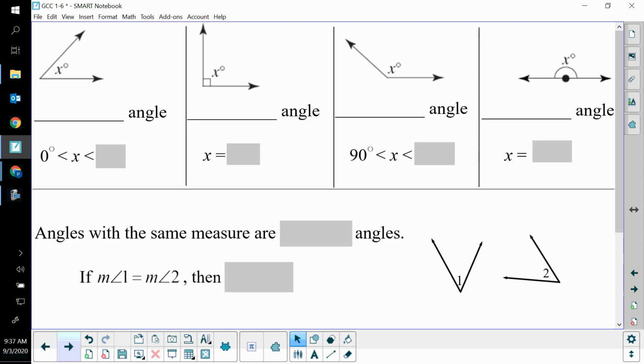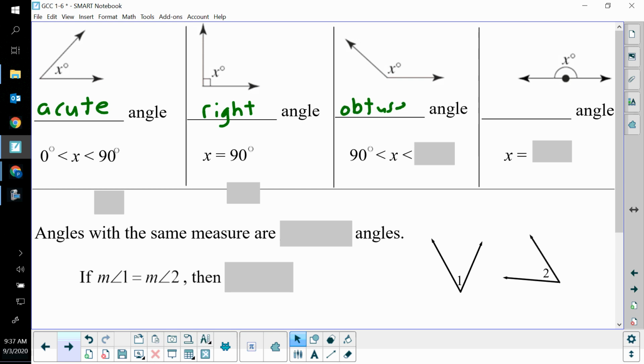All right, going down to the bottom, an acute angle is one that is in between 0 and 90 degrees, so you can fill in those blanks. A right angle is one that equals 90 degrees. An obtuse angle is one that's between 90 and 180. And this is probably one that's least familiar to you. A straight angle is one that is equal to exactly 180.